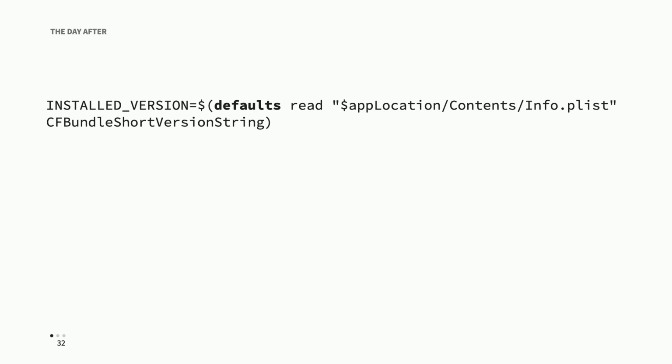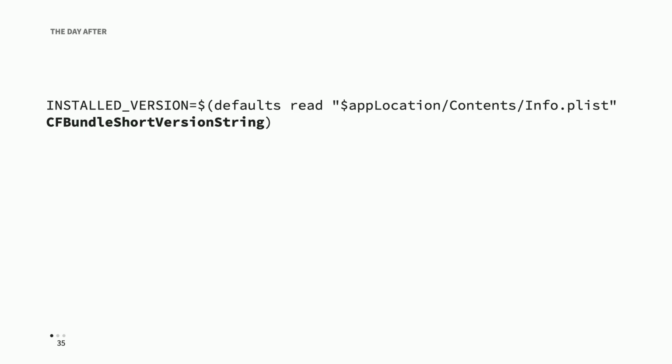We're going to do defaults, read, give it the location of the file. Right? So we're going into that app bundle, contents, info.plist. This is where you're going to find version data for a ton of apps. And then we're going to tell it the key that we want. And that is CFBundleShortVersionString. You run this, it's just going to spit out the version of the app, and we're moving on. We can act on that.